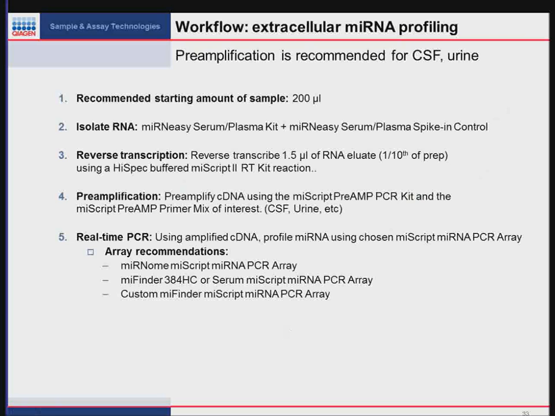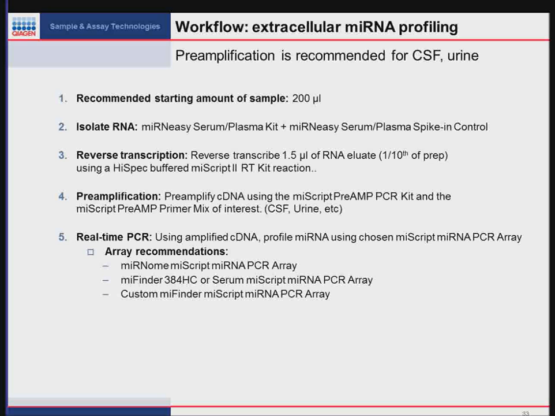So urine. Let's talk a little bit about preamplification. So we are using 200 microliters of CSF or urine for our profiling. We isolate our RNA the standard way. We do an RT essentially the standard way. And then we take an aliquot of that RT reaction and use a preamp reaction, which is specific for the assays that you're interested in.